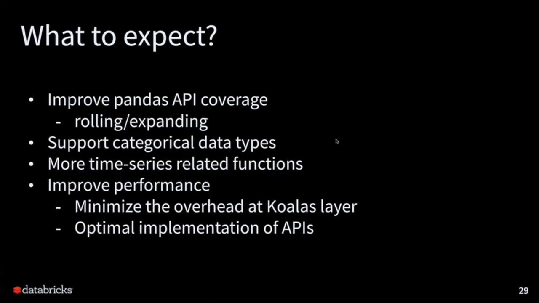Finally, I'd like to show you the current roadmap. We will continue improving Pandas API coverage, including rolling and expanding functions. Those are window functions and have a lot of functions on the window. Second, we will support categorical data types. Currently, Koalas supports only types compatible with Spark's data types. We will implement the mapping between Pandas data types and Spark data types.